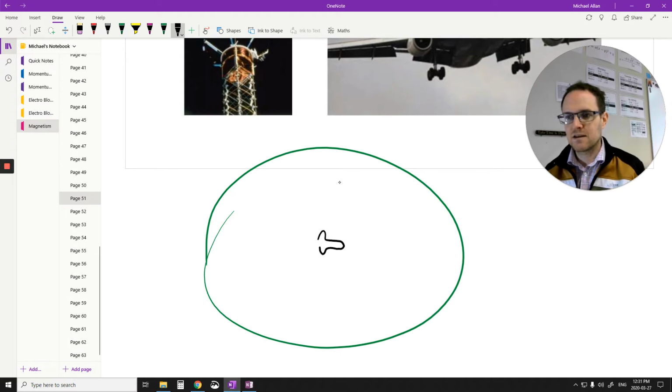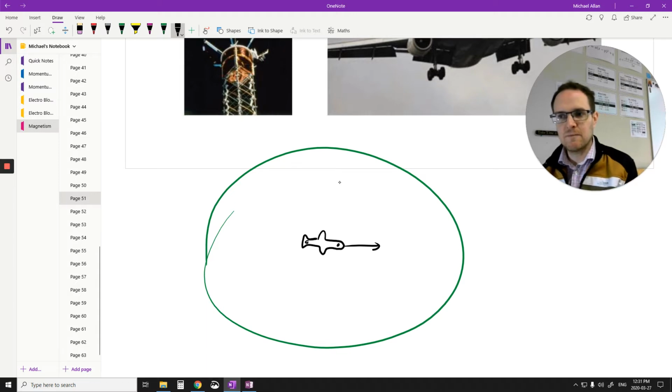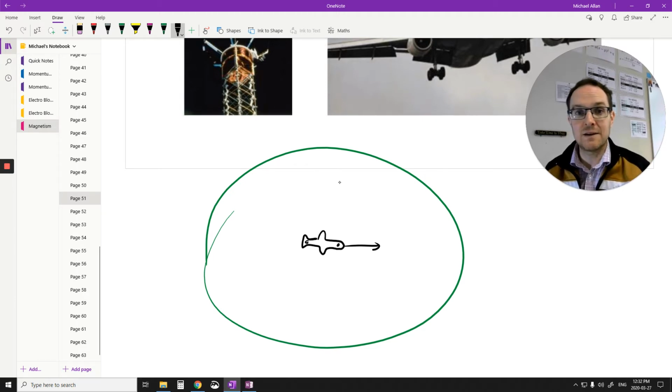Here's my plane. It's flying this way, so it's flying across the Earth this way. Now, what I want out of this picture, the orientation of this, is I want this to be him flying over the North Pole. Okay? The geographical North Pole.